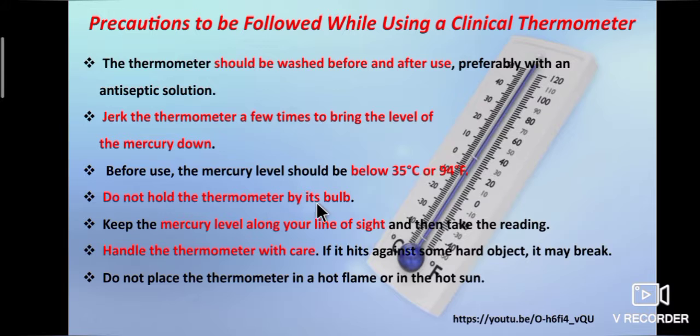Don't hold the thermometer by its bulb. Keep the mercury level along your line of sight and then take the reading. Handle the thermometer with care. If it hits against some hard object, it may break. Do not place the thermometer in a hot flame or in the hot sun.